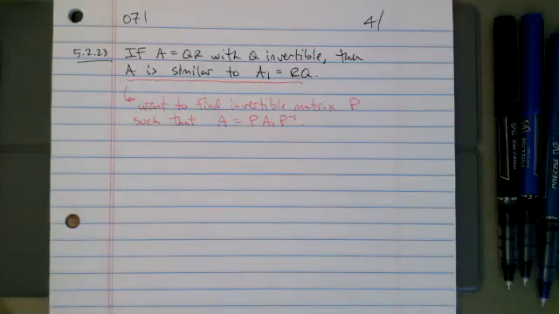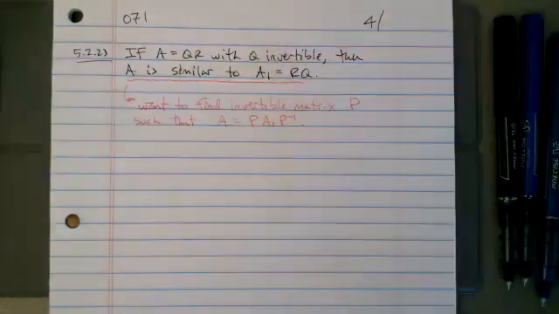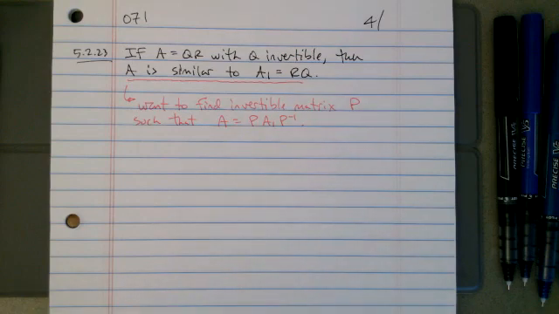So I'm just taking what I want to find. I said A is similar to A1. We're just trying to show this part. A is similar to A1. So I'm just writing down what that means. A is similar to A1 means there's an invertible matrix P such that A is equal to P times A1 times P inverse.